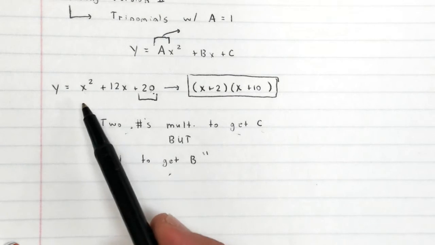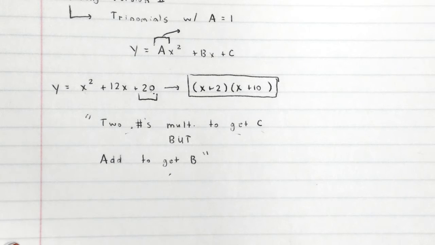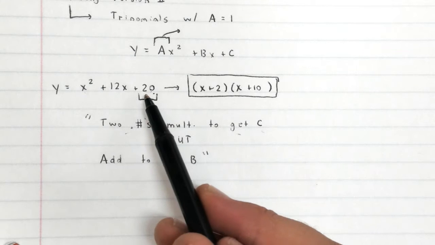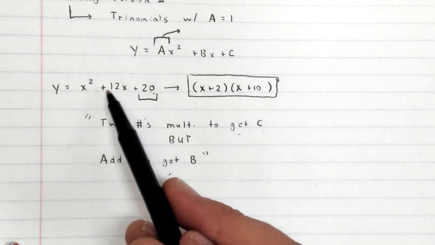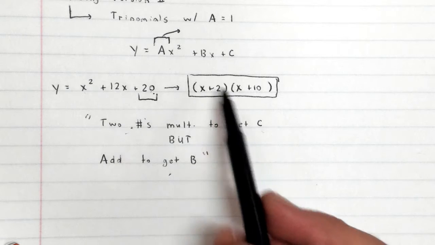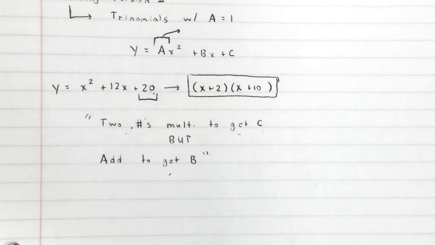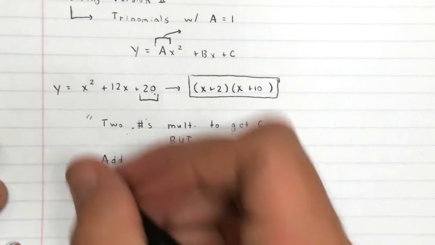Factoring trinomials that have no number up here should be very, very easy. Again, look at this number. What times what gets this? Add them together to get that. Do they add? Great. Those are my factors: x plus 2 and x plus 10. Nice. Let's look at some other ones.